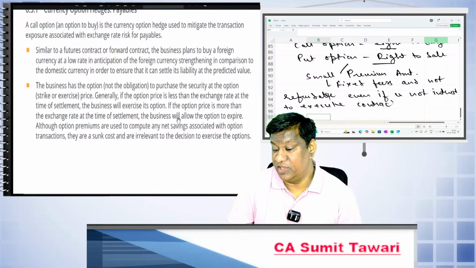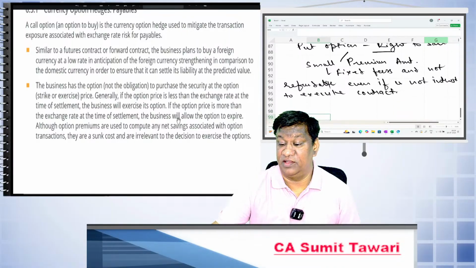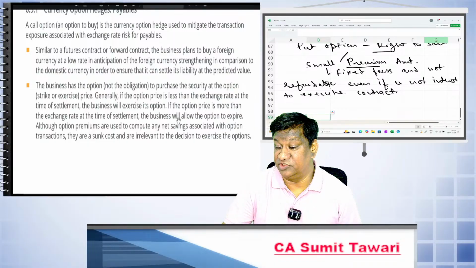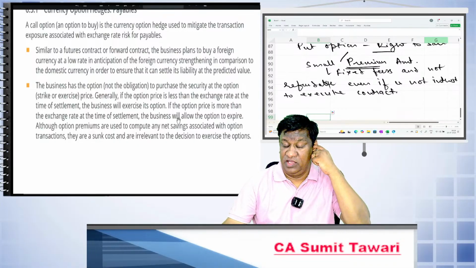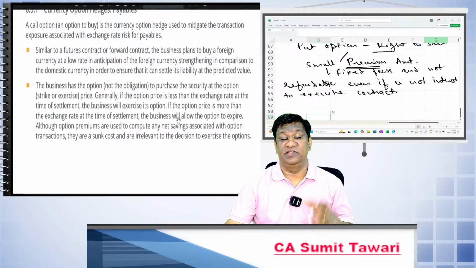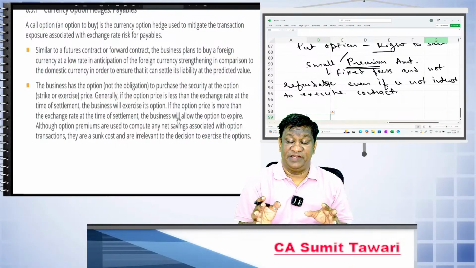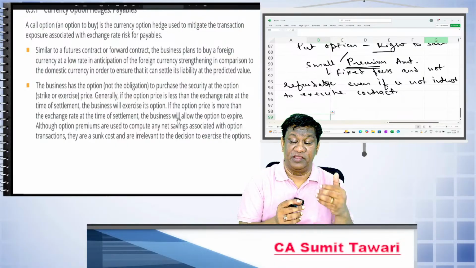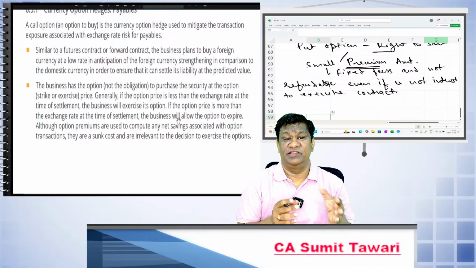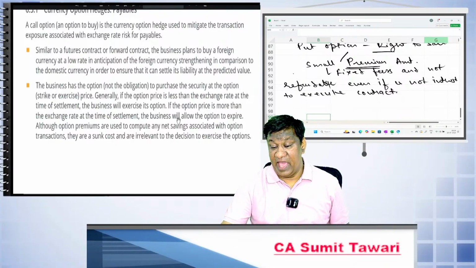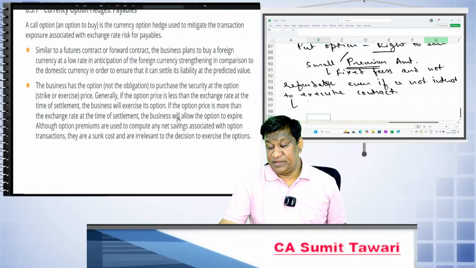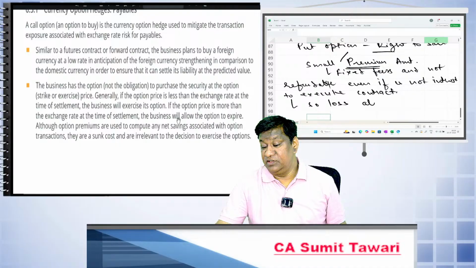Okay, so that premium is basically just like an insurance premium. Like if any loss happens, then someone is going to compensate. He is under obligation to compensate the loss. So because of that, whatever premium you are paying to enter into the contract is not refundable. Okay, and so the loss is always limited to the premium amount.